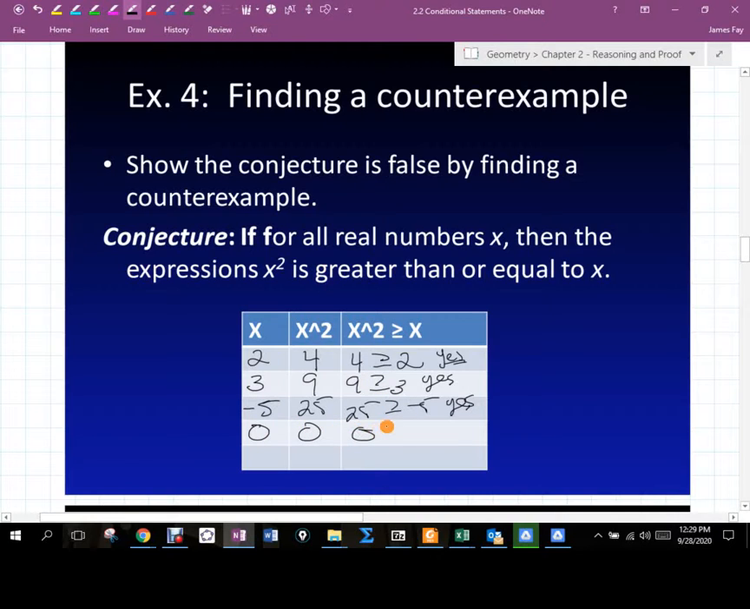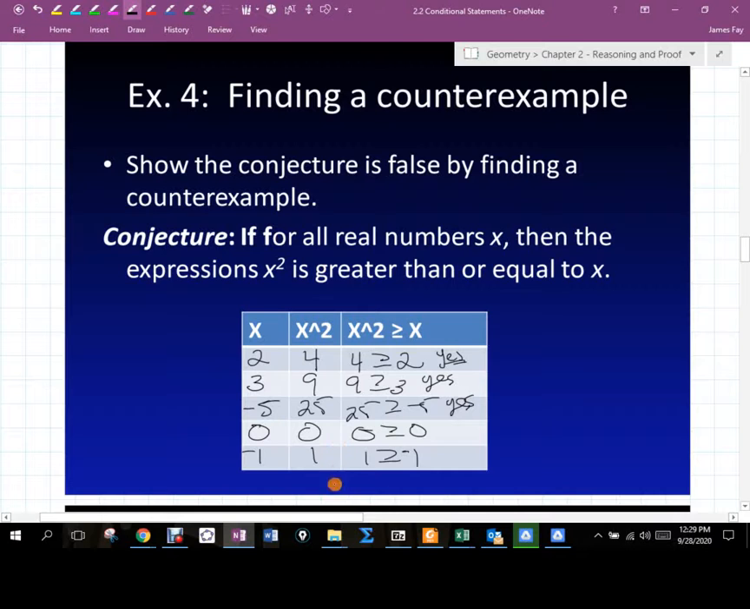Is 0 greater than or equal to 0? Yeah. What if I tried like 1? I get 1. Is 1 greater than or equal to 1? Same thing happens with -1, right? -1, square that. I get 1. Is 1 greater than or equal to -1? Yes. So it seems like we're getting a lot of yeses here, right?